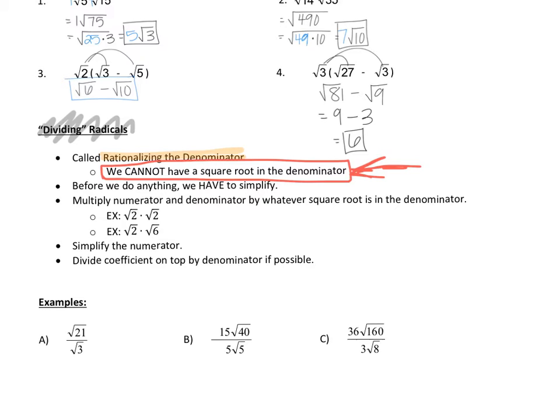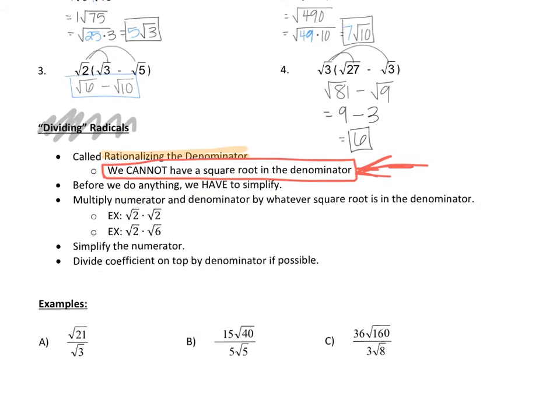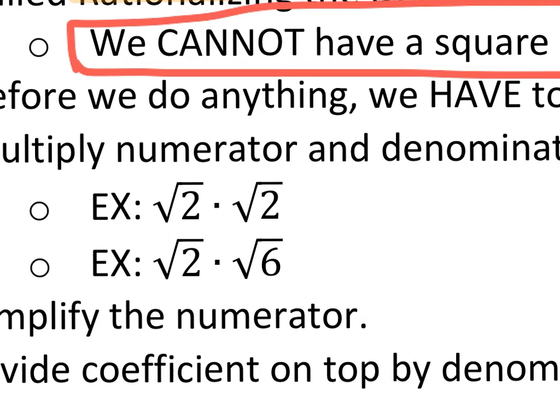Then we're going to multiply the numerator and the denominator by whatever square root is in the denominator. So an example of this, I'm going to zoom in here real quick, is if the denominator is the square root of 2, I multiply the top and the bottom by the square root of 2. Square root of 2 times the square root of 2 is just 2. When we multiply things that are the same under the square roots, they kind of cancel each other out, and we're left with whatever number's there.